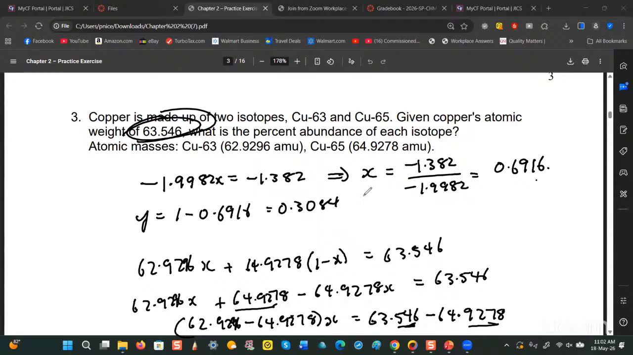Right? So therefore, let me just write the final answer here: the percent of copper 63 is equal to 69.16%, and the percent of copper 65 is equal to 30.84%. And that's how that is done.